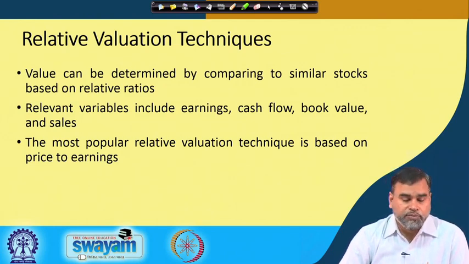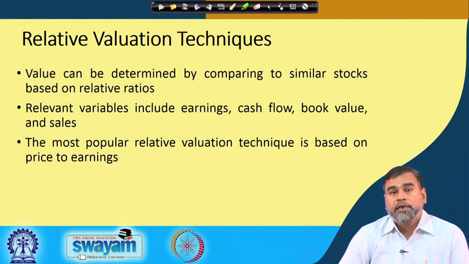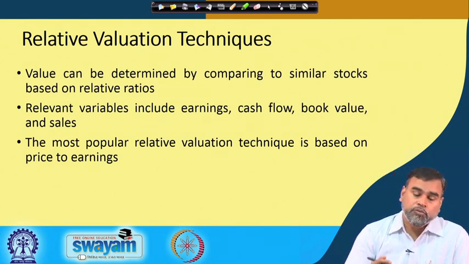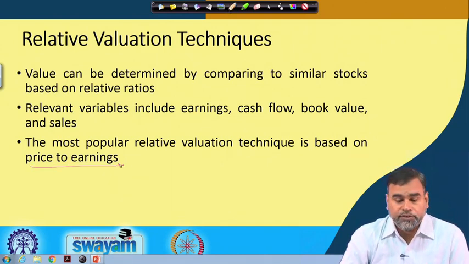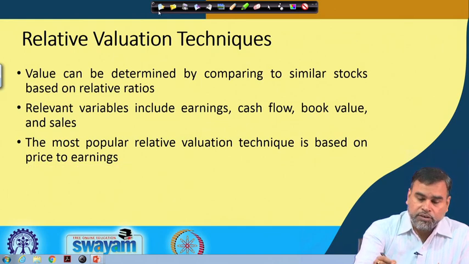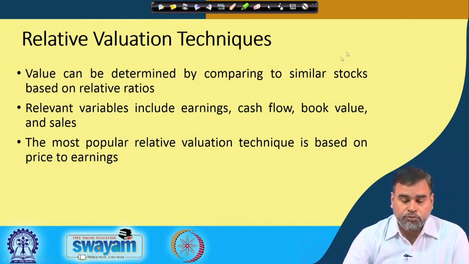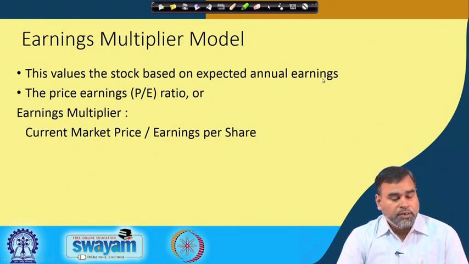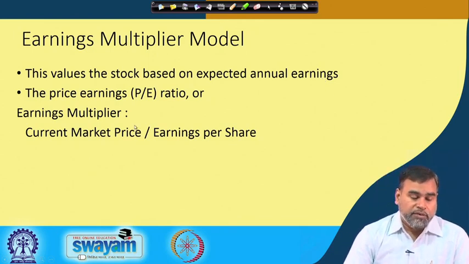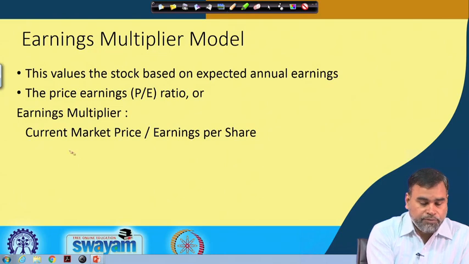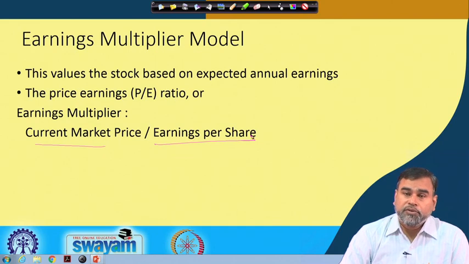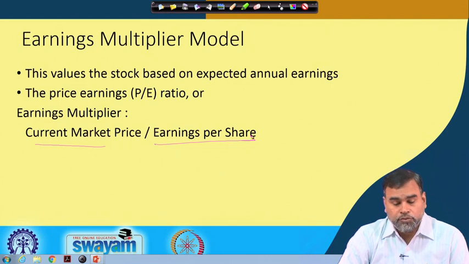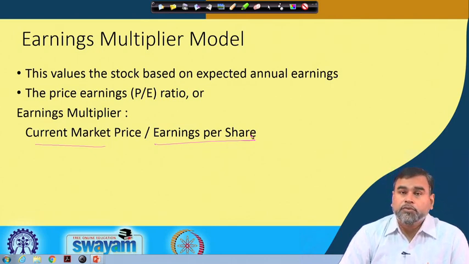The most popular ratio is based on the price earning ratio. You might have heard about the P/E ratio, that P/E ratio is the most popular method for the valuation of equity, that is the price earning ratio. So, let us see how those ratios are used for valuation. Then P/E ratio is nothing but the current market price upon the expected earnings per share. So, if you have the expected earnings per share, and the current market price, that will give you the P/E ratio.